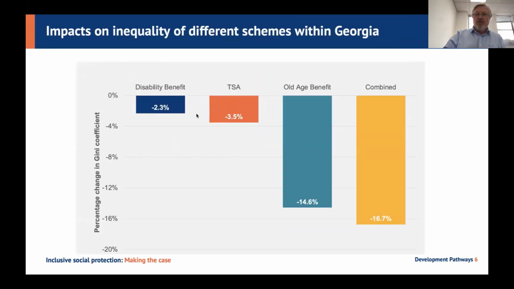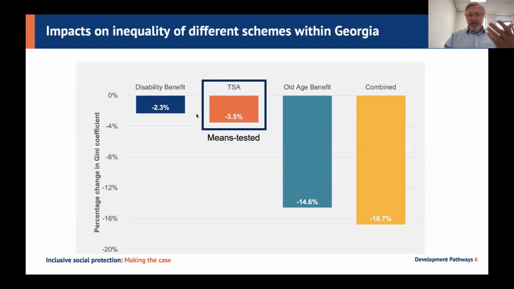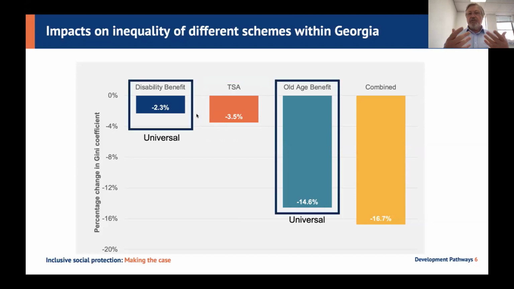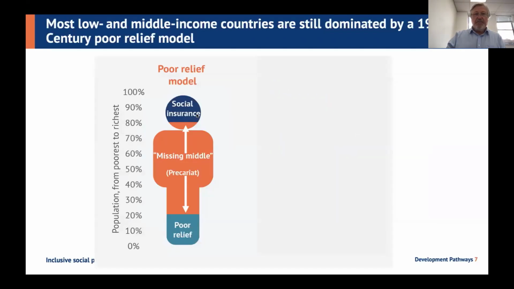And again, going back to Georgia, just to see the impacts of different schemes within Georgia, you can see the means-tested household benefit has an impact on inequality of only 3.5%. The two universal schemes have a much bigger combined impact, particularly the old age benefit, reaching almost 15% of GDP. The lower impact of the disability benefit is because of much lower levels of spending compared to the targeted benefit, because of the lower numbers of recipients.